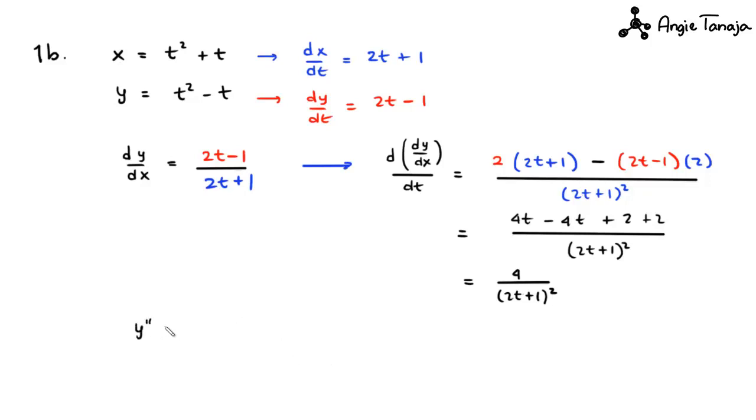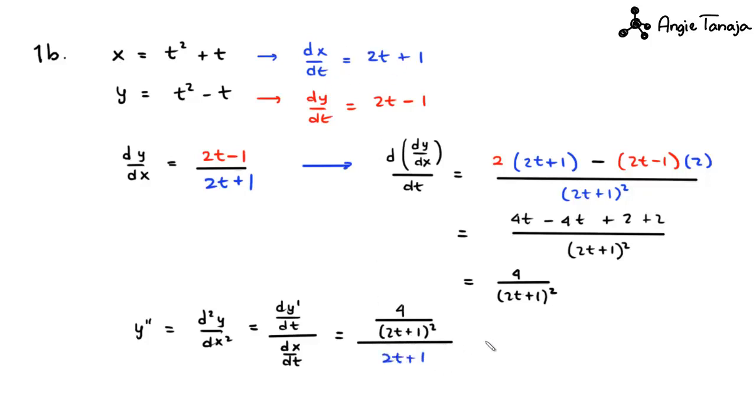So to answer y double prime, which is d square y over dx square, it's simply the derivative of y prime over time over dx over time. So then this one is 4 over 2t plus 1 square over dx over dt, which is 2t plus 1. Ini sudah saya turunkan di sini. Jadi tinggal saya copy saja.